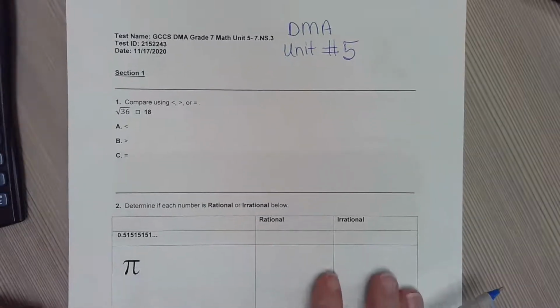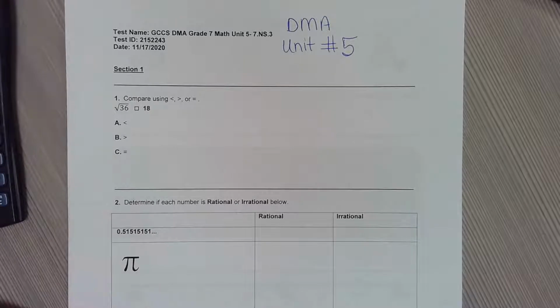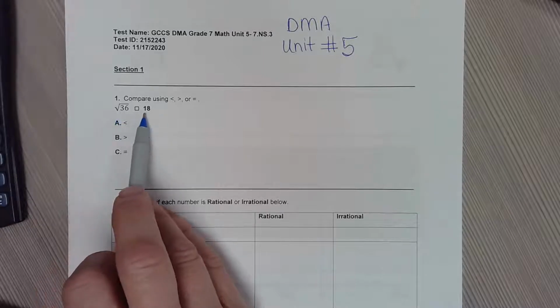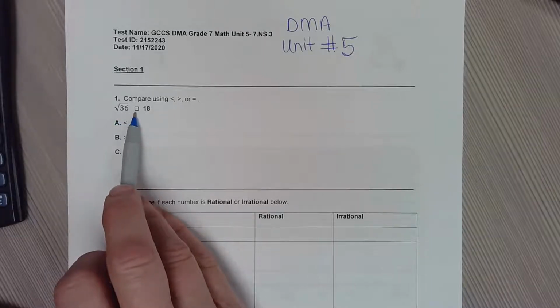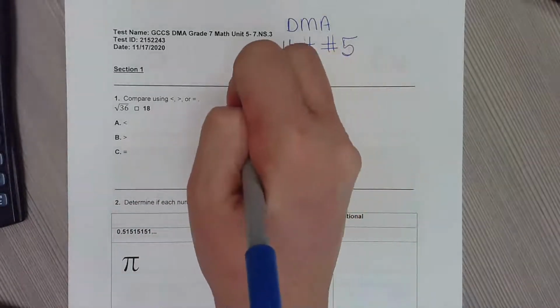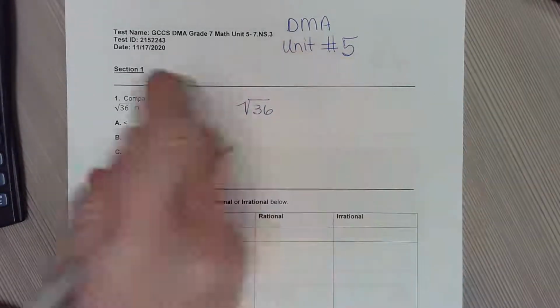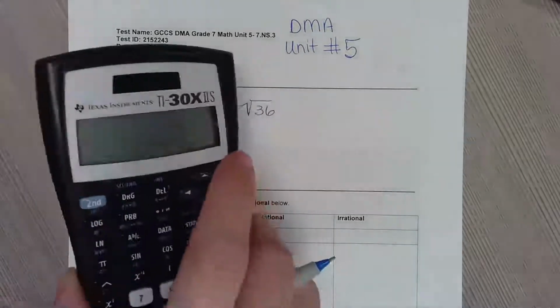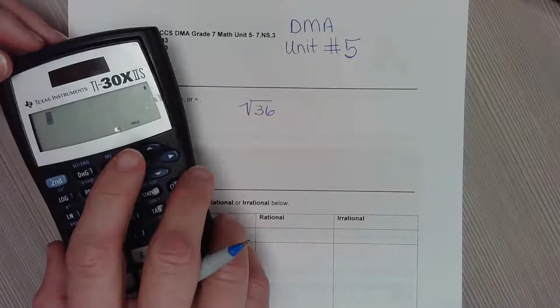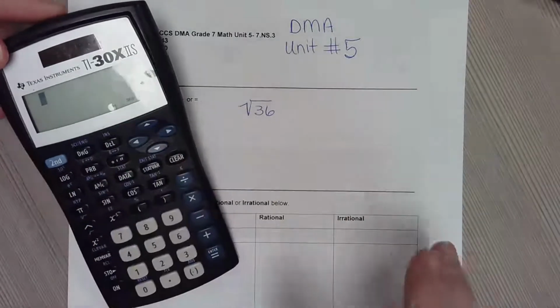Okay, so for question number 1, it's asking you to compare using less than, greater than, or equal. And we have the two numbers, the square root of 36. We're comparing it, that's what's going in that box there, the comparison symbol, to an 18. So the square root of 36, that is actually a perfect square. So I hope that you have it memorized, because what number times itself is 36? 6.